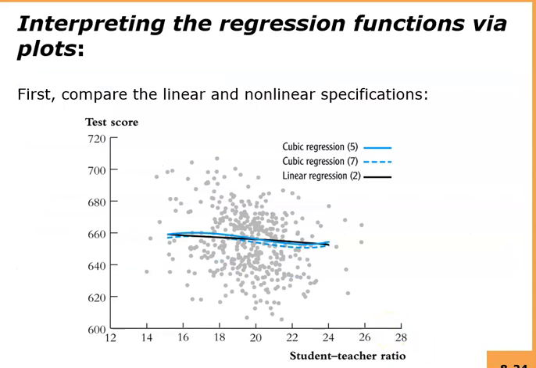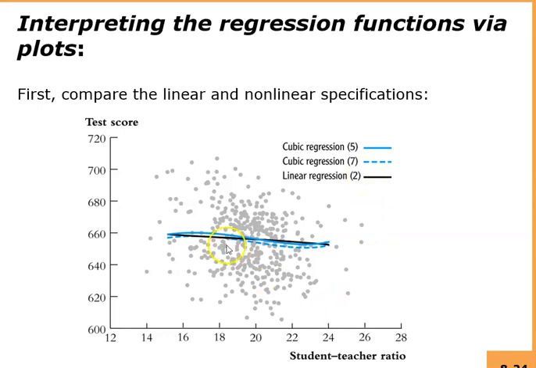So an easier way to see what the line of best fit, or the curve of best fit in the case of nonlinear specification, comes out to be is to actually see them on the graph. Over here we have specification number 5, number 7, and number 2 plotted. You can see that the number 2 specification is a linear specification, and the cubic ones are number 5 and number 7.